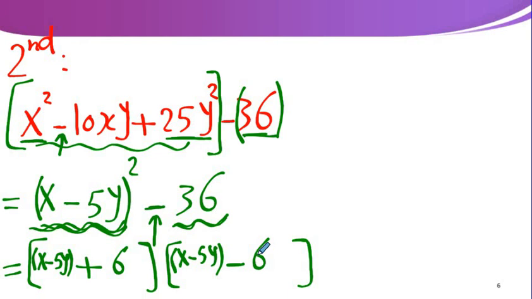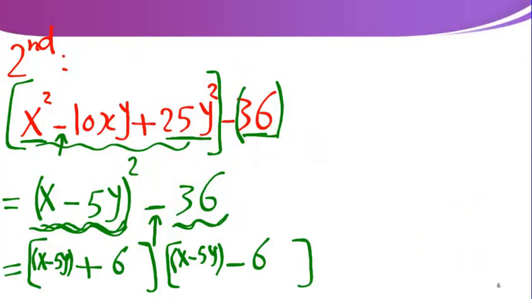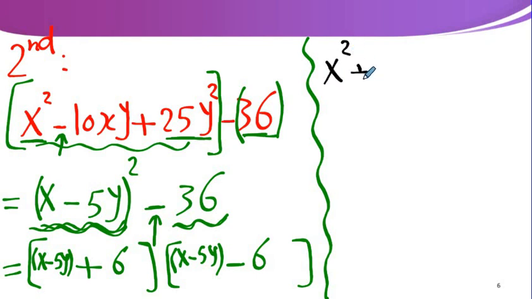Another example. X to the power 2 plus 9y to the power 2 minus 25 plus 6xy.